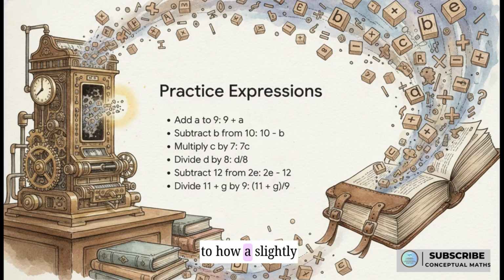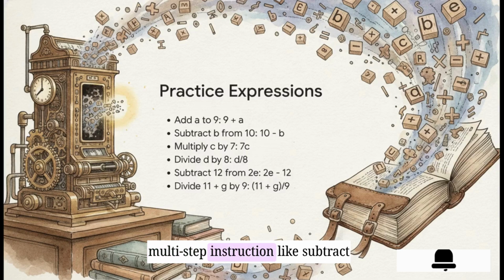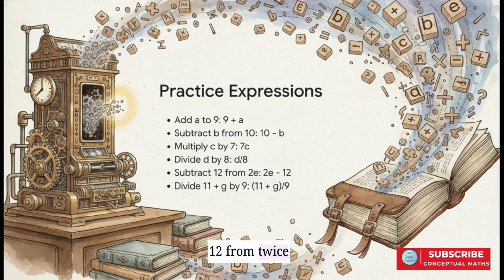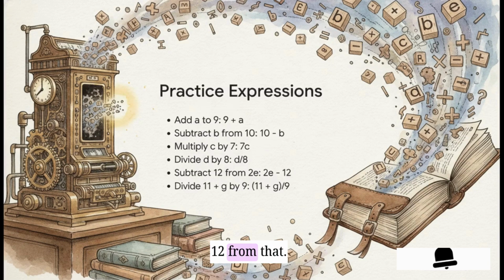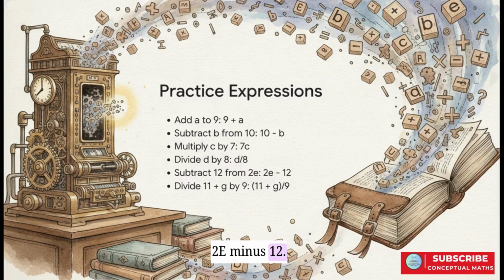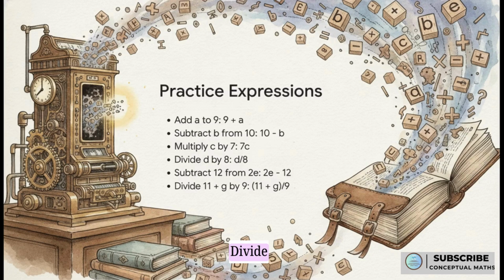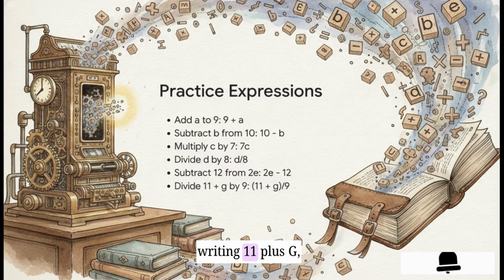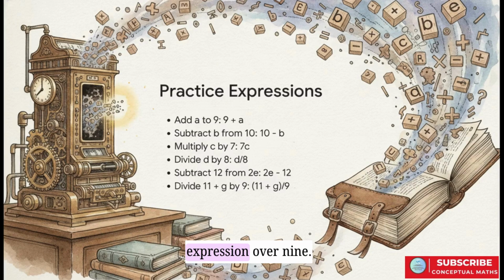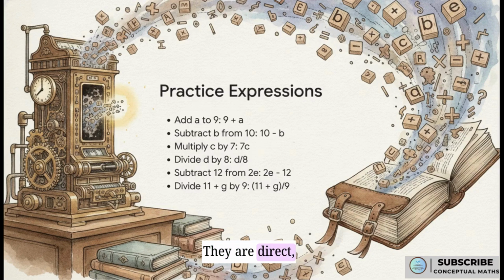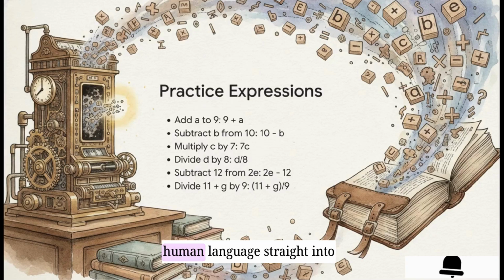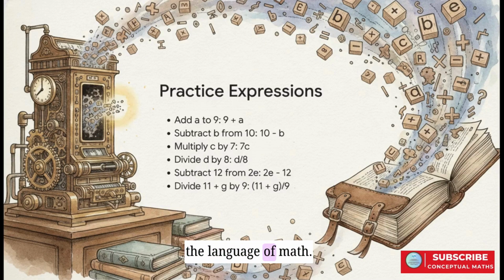Now, pay attention to how a slightly more complex, multi-step instruction like subtract 12 from twice of e gracefully translates. First, we figure out twice of e, which is 2e, and then we just subtract 12 from that. Boom, 2e minus 12. Or, check this one out. Divide the sum of 11 and g by 9. We group that sum first, writing 11 plus g, and then put that entire expression over 9. You see, these aren't just random meaningless symbols. They are direct, highly logical translations of human language straight into the language of math.